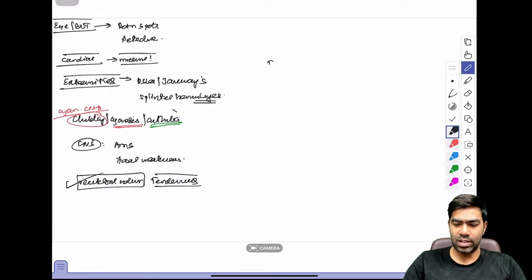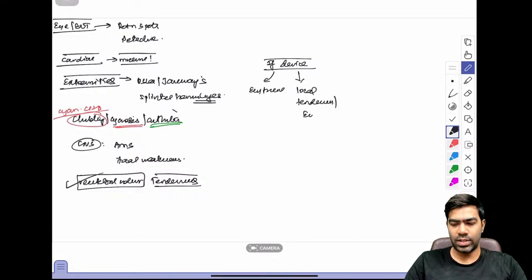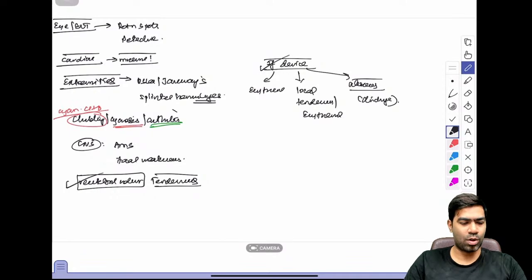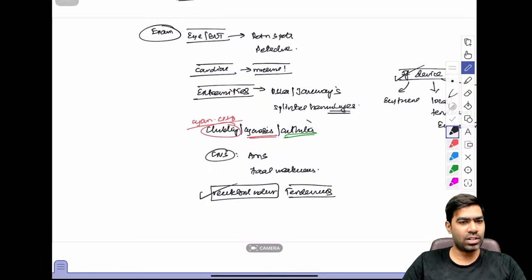Suppose the patient has a device, for example a permanent pacemaker or an implantable cardioverter defibrillator. You need to examine for erythema in the device area, local tenderness, local erythema, or any abscess formation, or what we call a discharge coming from the incision or from the device. If it is there, it tells you that the patient probably has an infection in that particular area. So these are the examination points you need to know with regards to infective endocarditis, which might be asked in the exam.